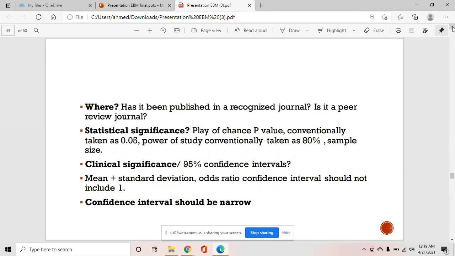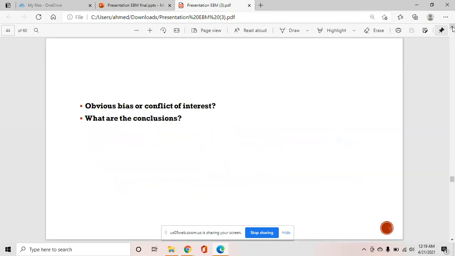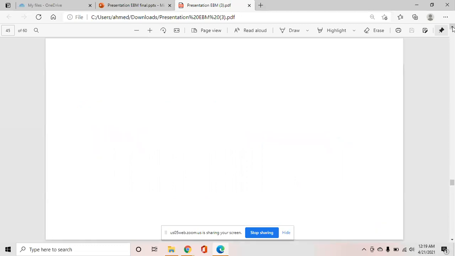Statistical significance: play of chance, p-value, conventionally taken as 0.05, power of the study, conventionally taken as 80%, sample size. Clinical significance: approximately 95% confidence interval, mean plus standard deviation, odds ratio. The confidence interval should not include 1, and the confidence interval should be narrow. Are obvious bias or conflict of interest found or not, and what are the conclusions?